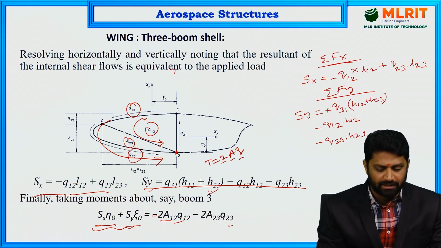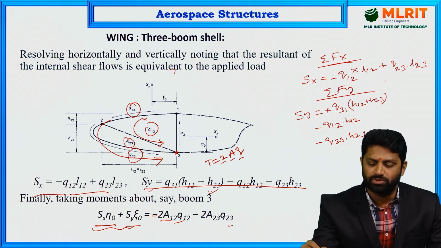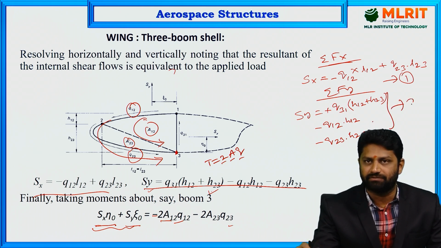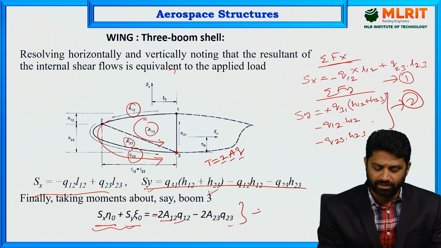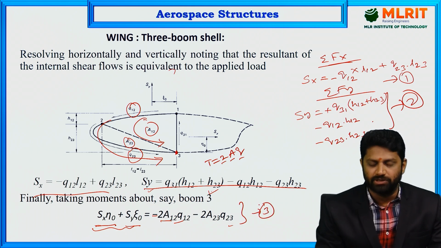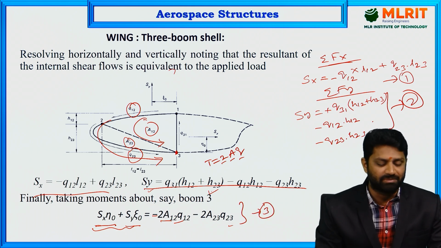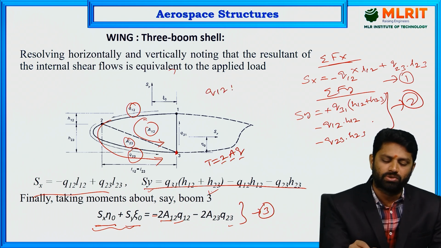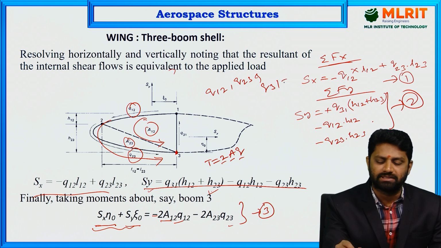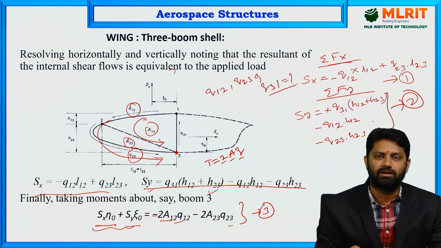Okay, and then after writing this one, you can consider this Sx horizontal equilibrium equation as the first equation, and this was the second equation, and the moment equation you can consider as the third equation. You can solve these three simultaneous equations, and then you are going to get the shear flows Q12, Q23 and Q31. Okay, so that is the three boom shell wing analysis.